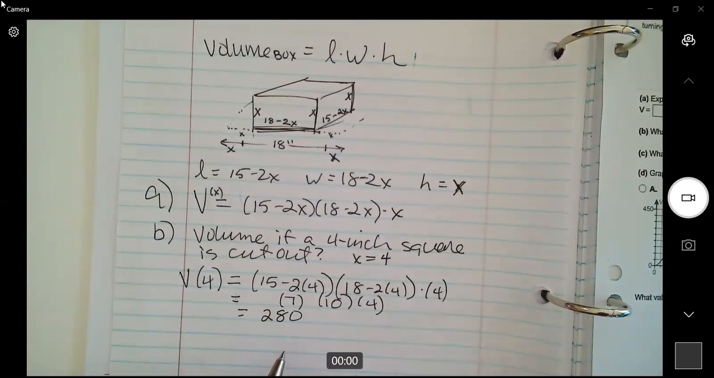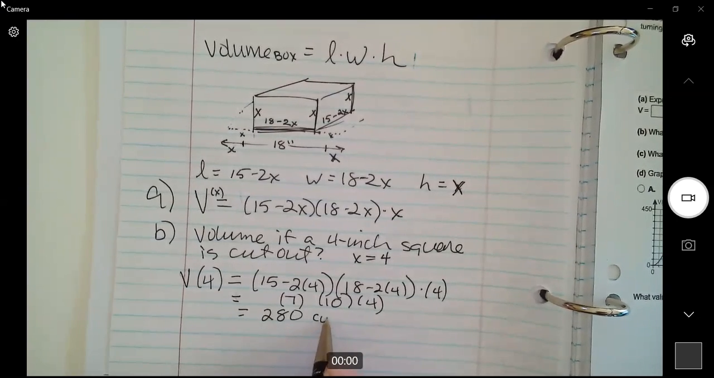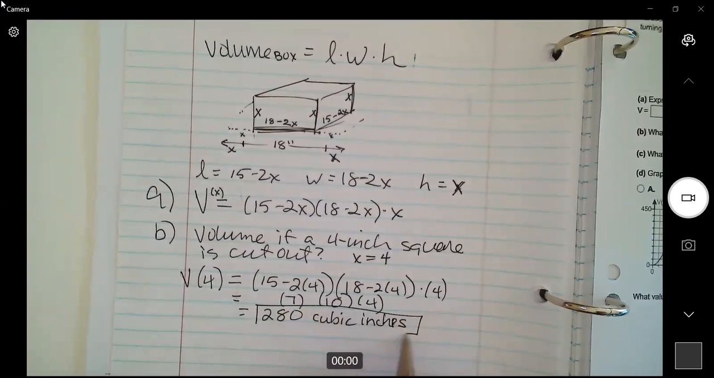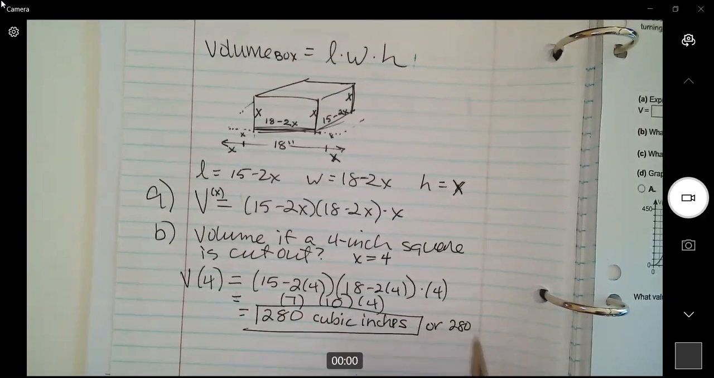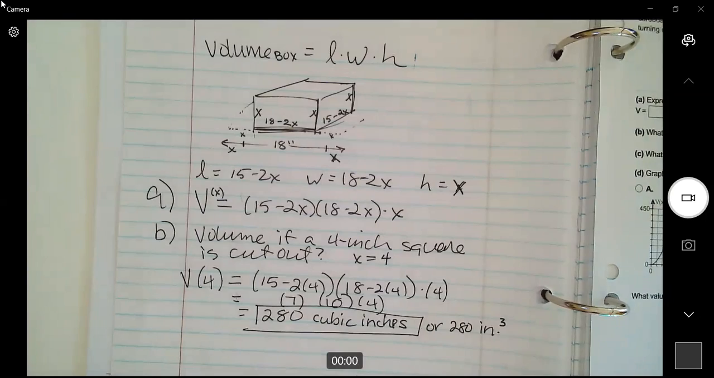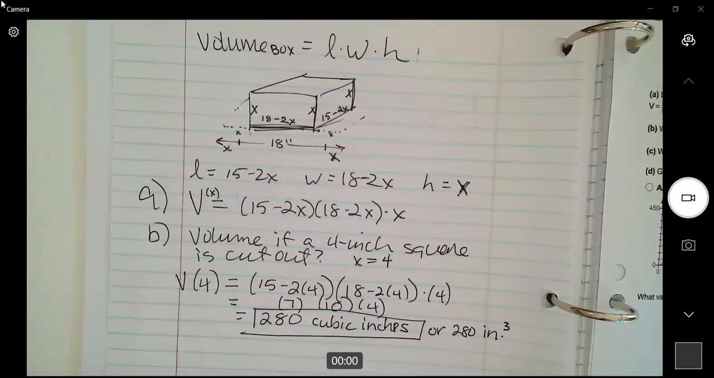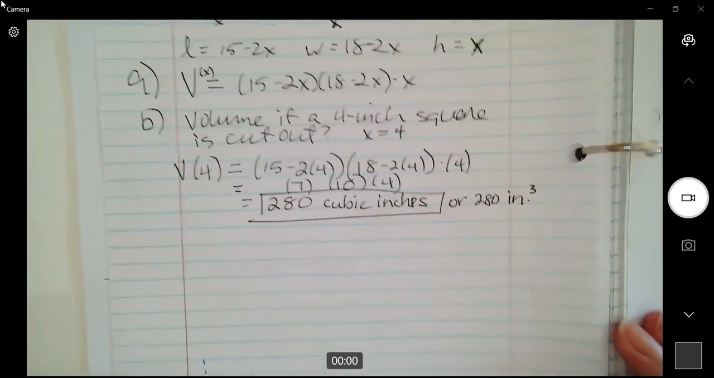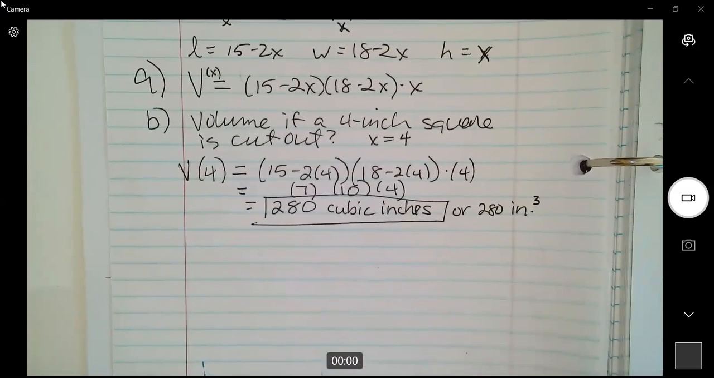Now, these were inches, right? So the units will be cubic inches. 280 cubic inches. Sometimes you'll see it written like this, 280, with the shorthand for the unit and a cube above it like that. That also means cubic inches. And that's how you know you're dealing with a volume value, because they measure cubics.